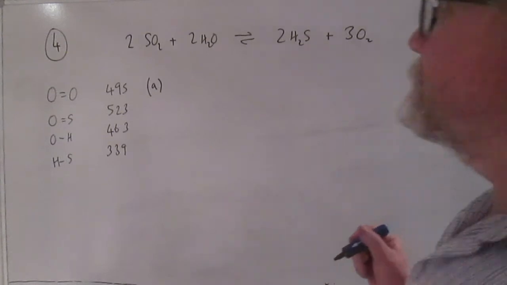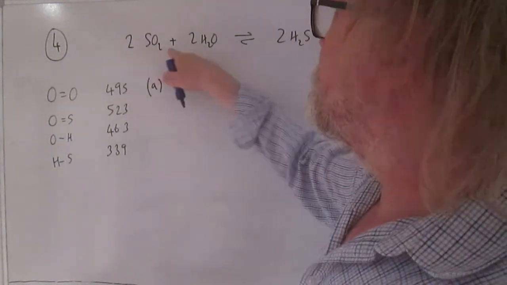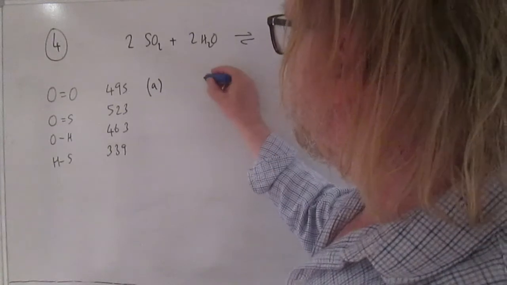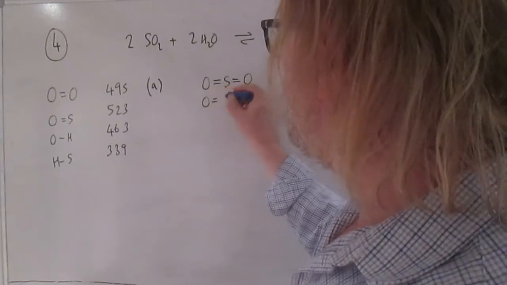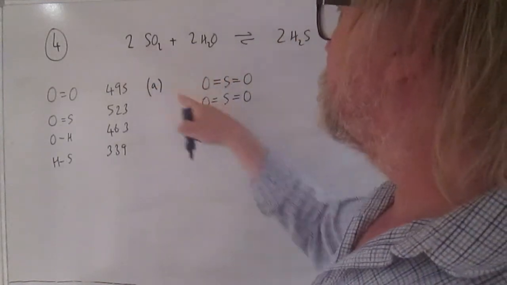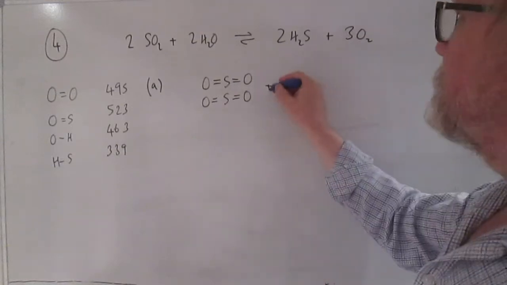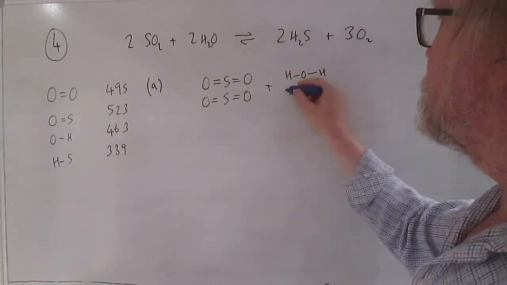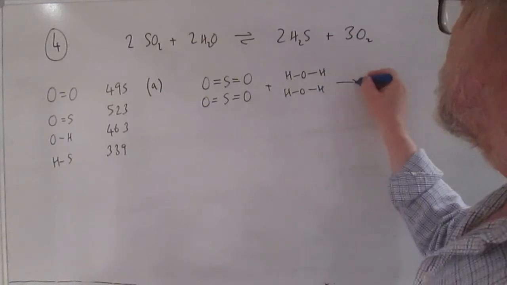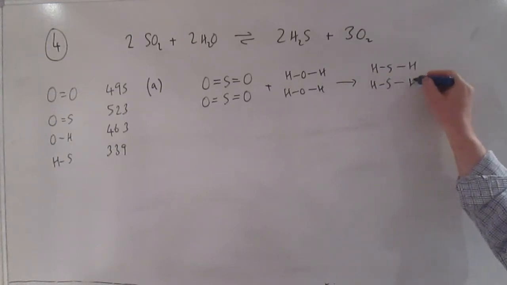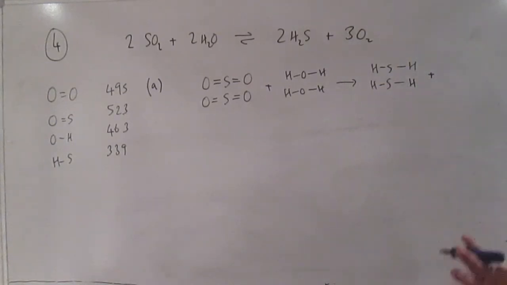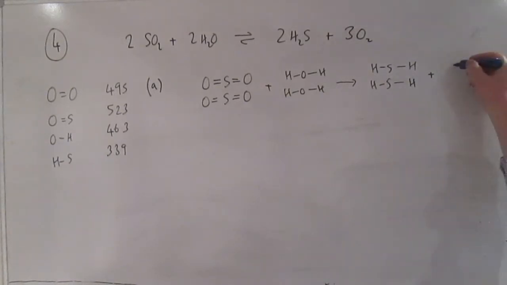So what we said, remember, was that the best thing to do is to rewrite the equation showing the displayed formulae, because then you can keep track of all of the bonds and make sure you don't miscount them. So 2SO2 becomes that, plus 2H2O is this, gives you 2H2S. It's a little bit laborious, but it does have the huge virtue that you're going to be absolutely certain that you don't miscount the bonds. So it's up to you, but that's a suggestion.